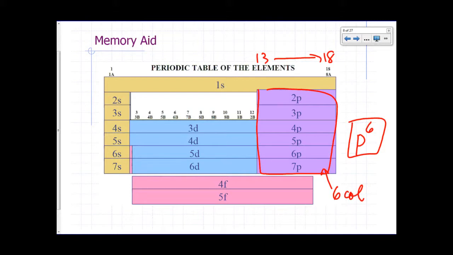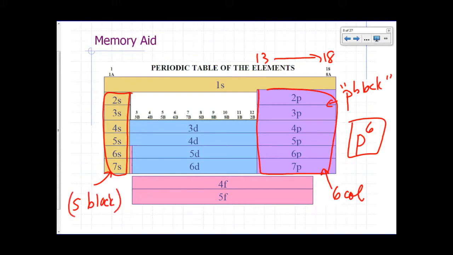If you look at this block right here, there are 2 columns. You call this the S block. Okay, this is the P block, by the way. That part of your periodic table is called the P block. This part of your periodic table right here is called the S block. Okay, you'll notice it's 2 columns.